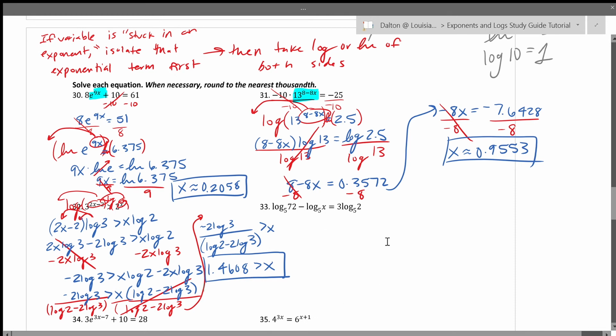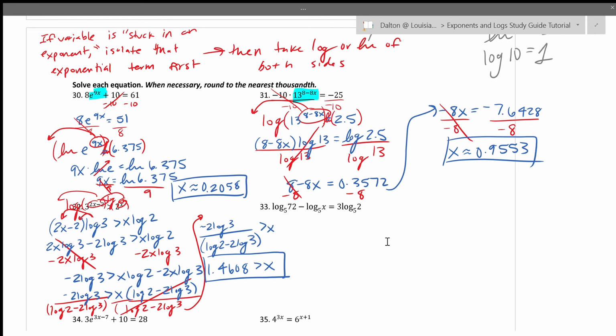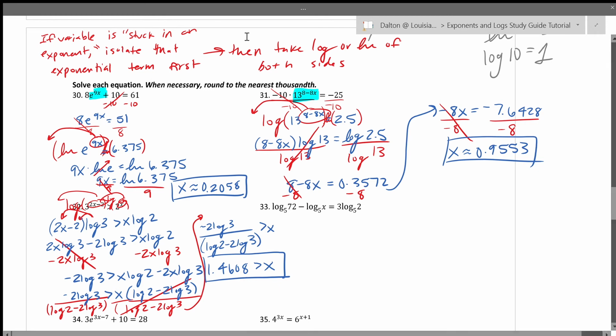Number 33, log base 5 of 72 minus log base 5 of x equals 3 times the log base 5 of 2. This one is not following the same rules. My variables are not stuck in an exponent. My variables are stuck inside of logs. Now, technically, you have to remember that logs are different representations of exponents. And the rules here are that if they all have the same base, I have a log minus a log with the same base.